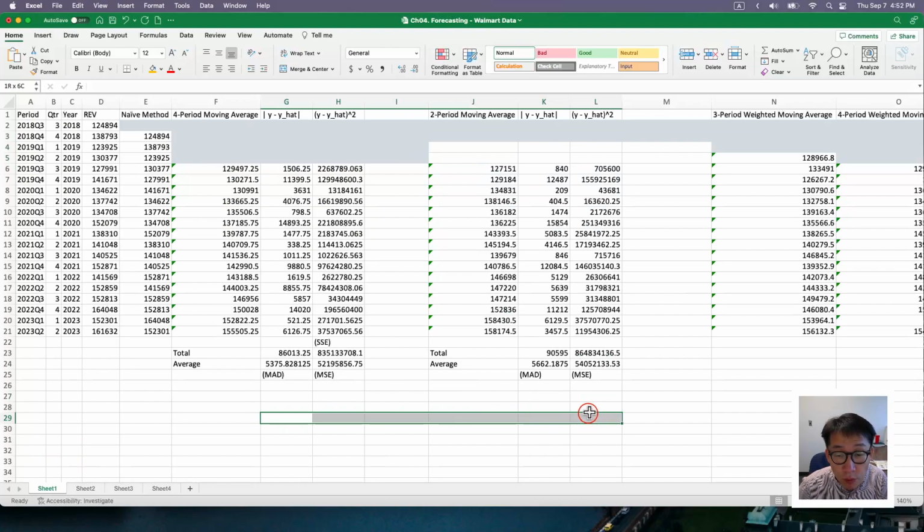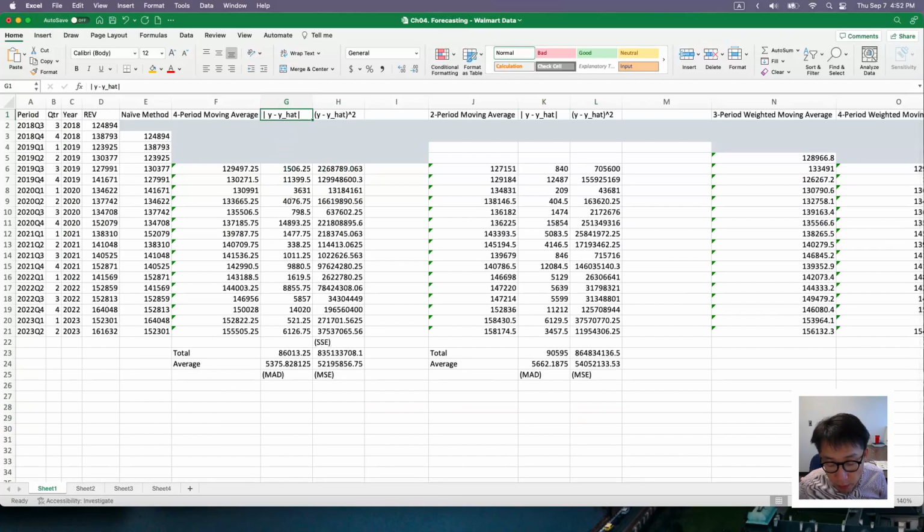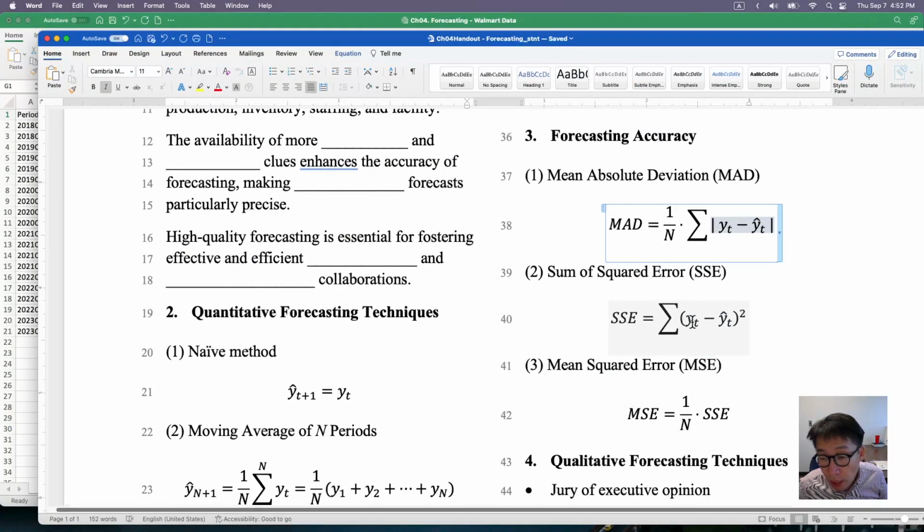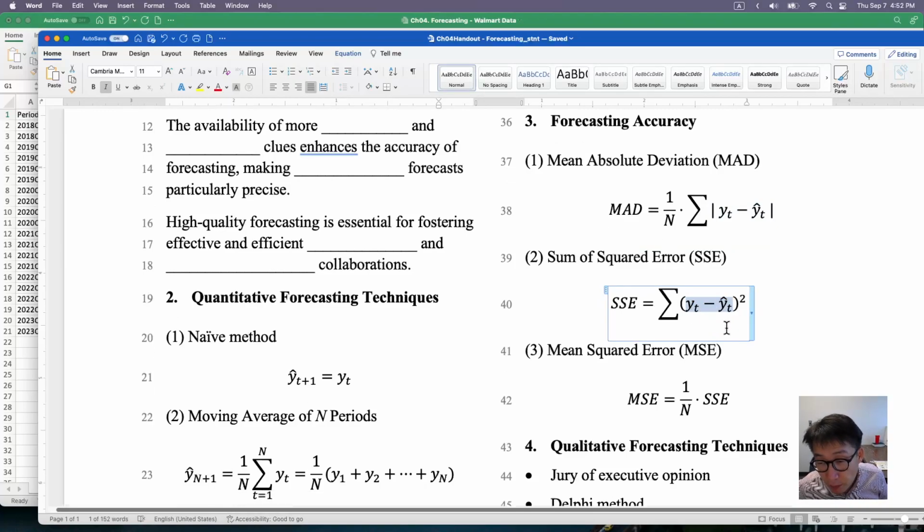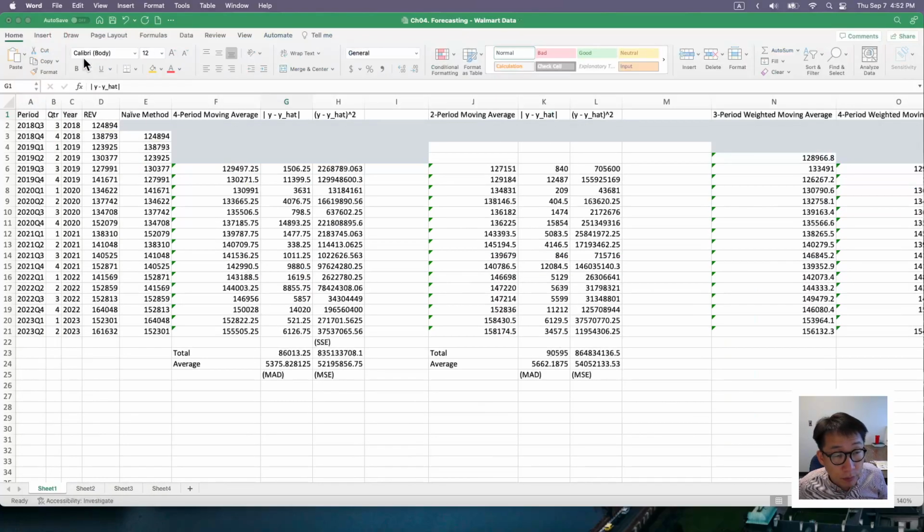So this is how the forecasting accuracy measure works. In general, you want to have as little deviation as possible, because the forecasting accuracy measure always uses the difference between actual and forecasted as the basis. I think that's everything that you need to do over Excel in this particular chapter.